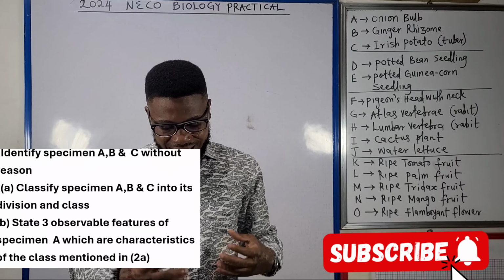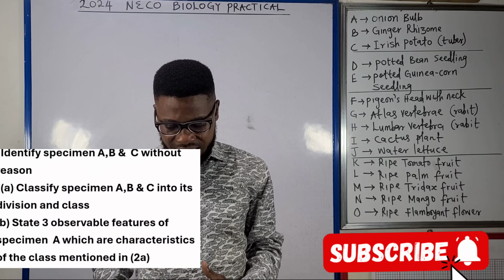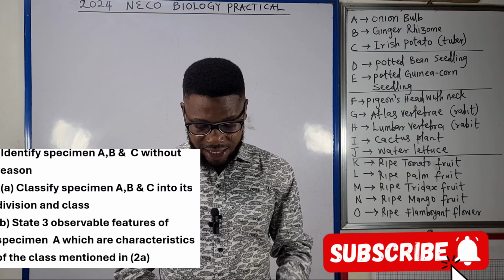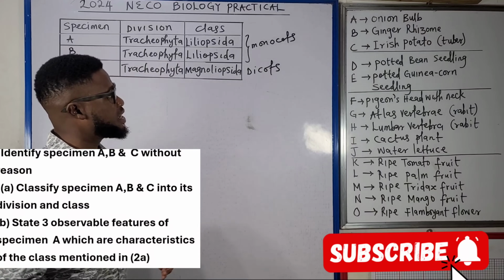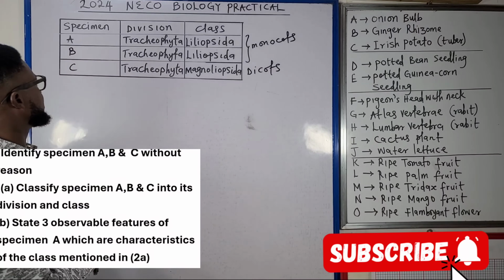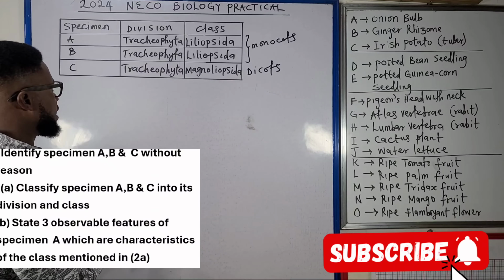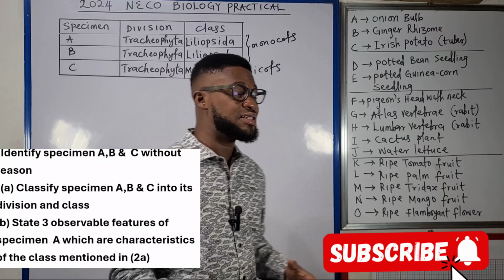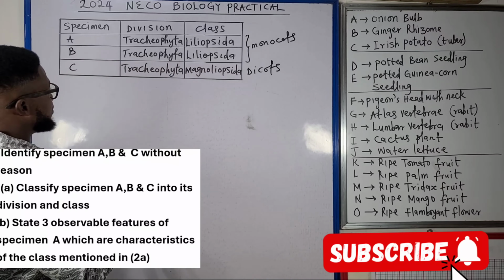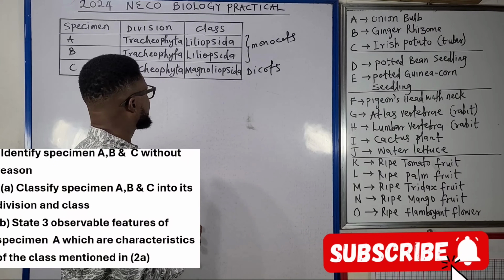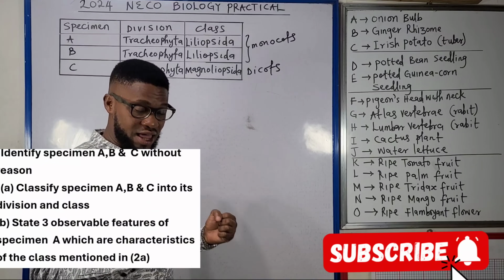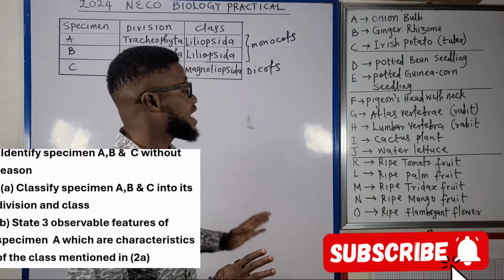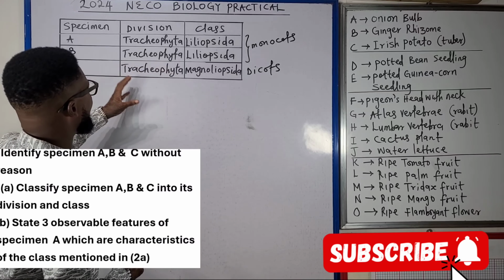Question 2 states, classify specimen A, B, and C into their division and class. When we look at specimen A, B, and C, as you can see, they are all tracheophytes. And when we say tracheophyte, it simply means that these are plants with vascular bundles that have been lignified, hardened. They just basically have vascular bundles. That is why the division.